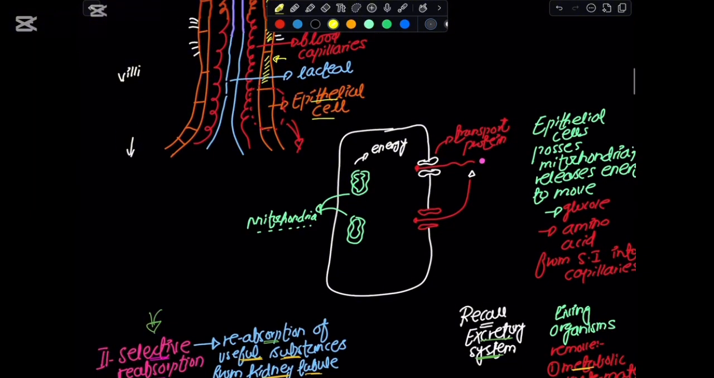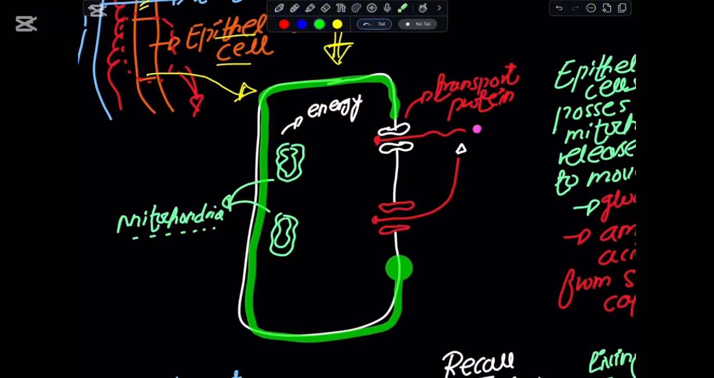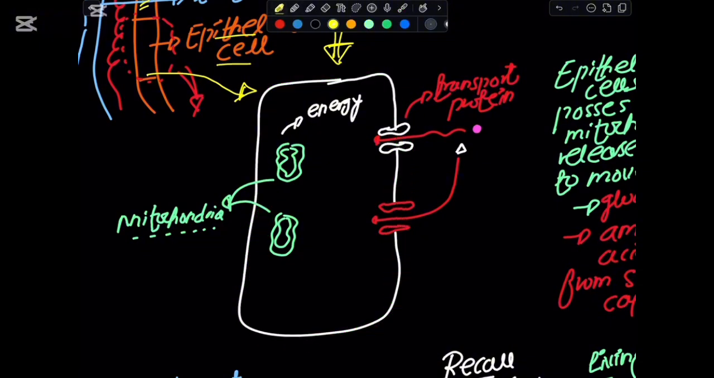So you see here I have given the diagram of this particular epithelial cell. Here comes the cell membrane of the epithelial cell, and inside we have these mitochondria, and then in the cell membrane of these epithelial cells, we have these transport proteins with us.